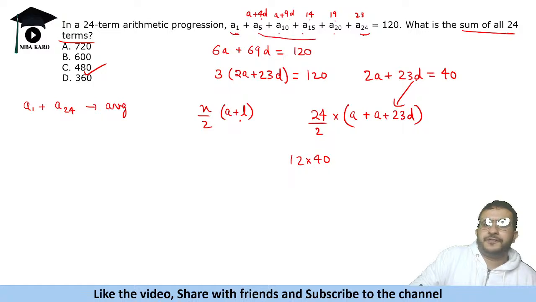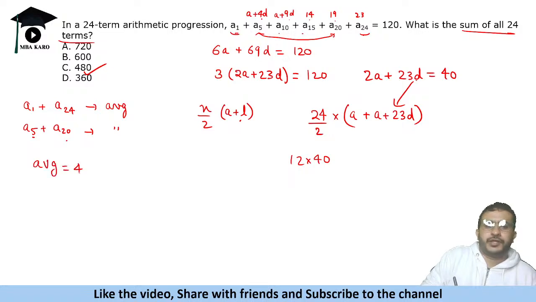ठीक है, fifth and 12th term, like that is going to be the average of this thing. So a5 plus a20, देखो इन दोनों का सम है 25, so that is going to be the average. So average is 40. Similarly, a10 plus a15 gives an average.